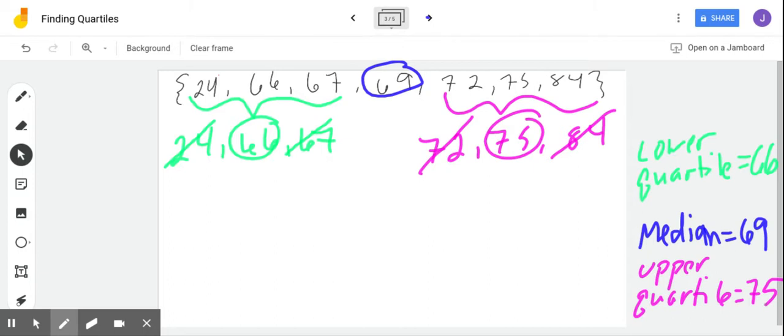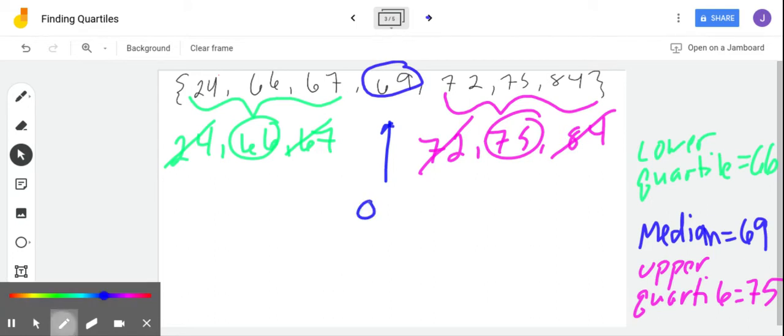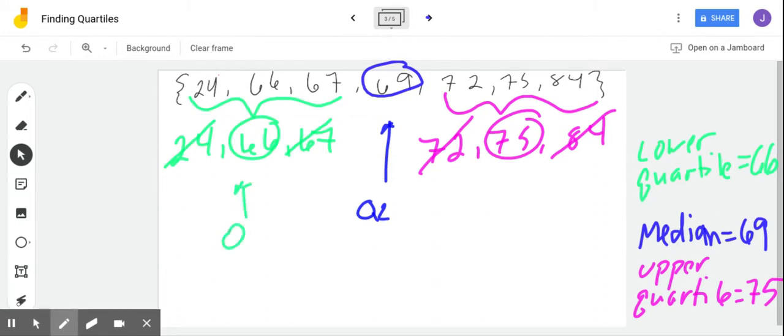So again, we find the median by finding the middle. So that's Q2, the median. Then we find the lower quartile by finding the median of the bottom half. It's Q1, also known as the lower quartile. And then to find the upper quartile, you find the median of the upper half.